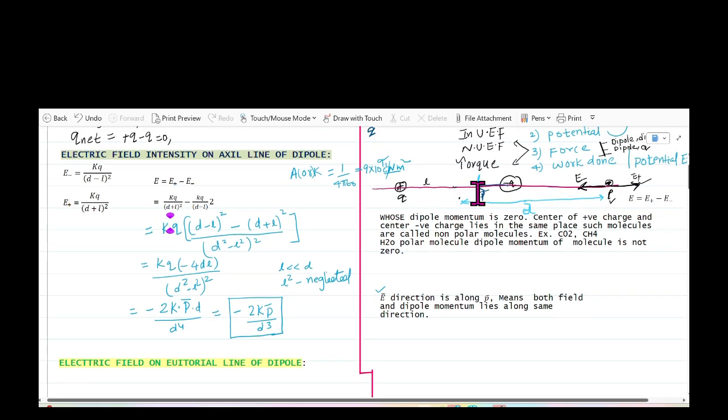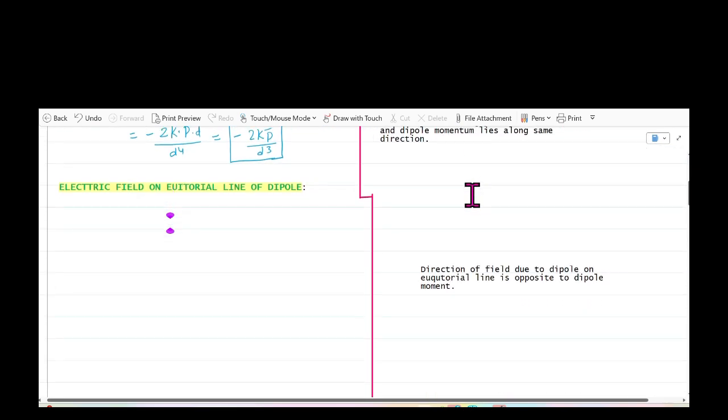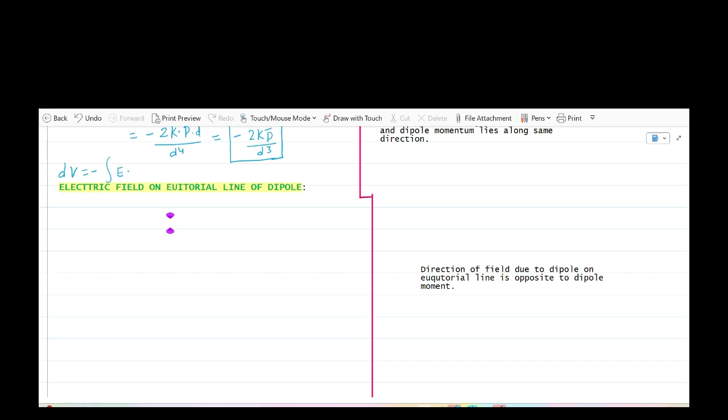So coming to the field due to the equatorial line. If you integrate this one, you will get the potential. We know potential, dV is equal to minus integral E dot dr. So if you integrate, you will get Kp by R d square, and 2 cancels, Kp by d square. This is the potential. Anyhow, I will explain the potential topic and how to calculate this value; we'll see that.